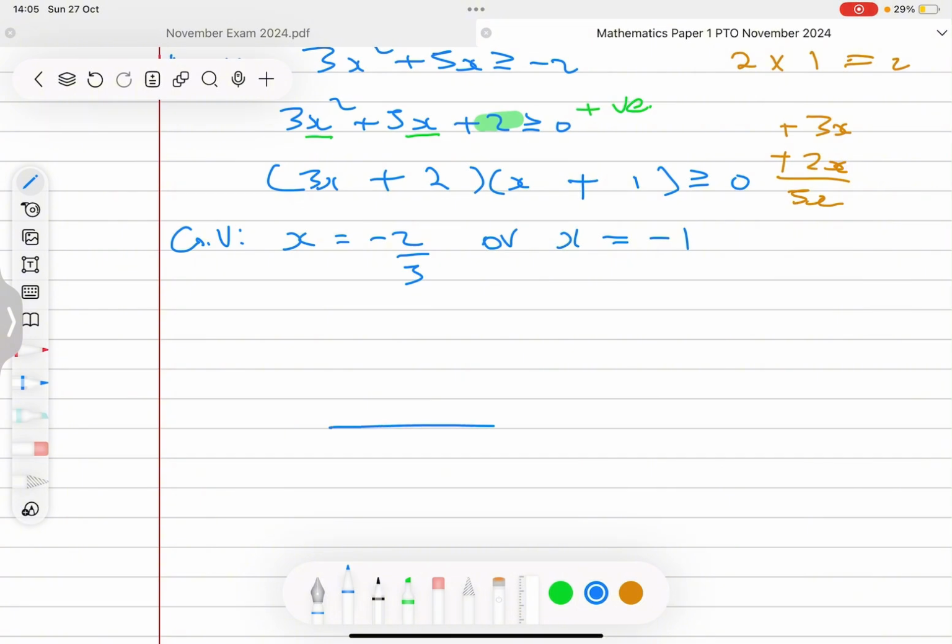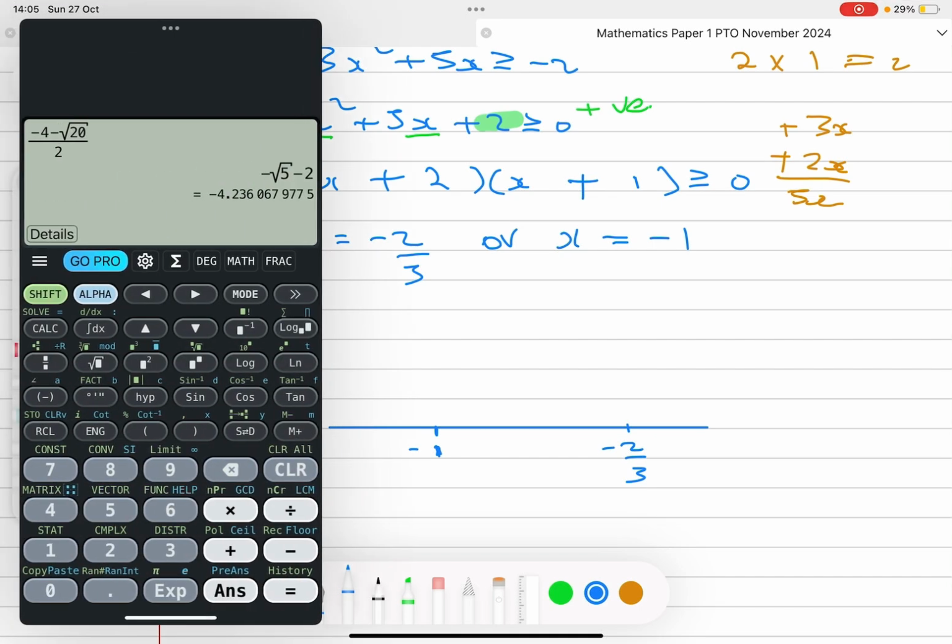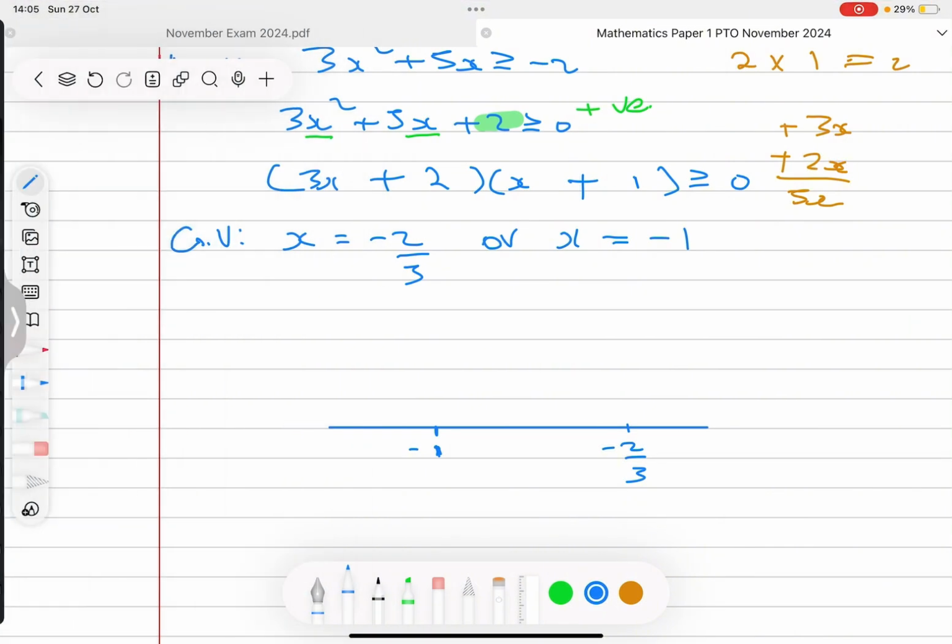So I'm going to draw a number line here, and I'll have my -1 this side, because -1 is smaller than -2/3. Because 2/3, if you check here, 2/3 is about 0.67 or around 0.7, right? So it is closer to 0, and 1 is a bit far from 0.